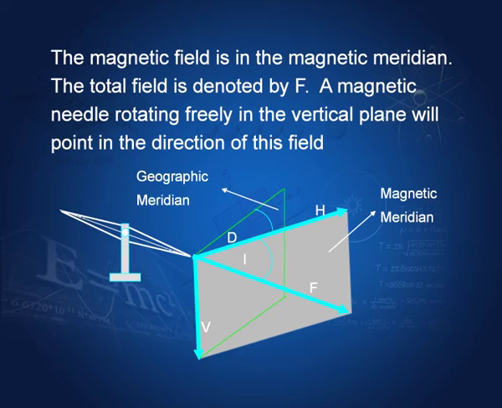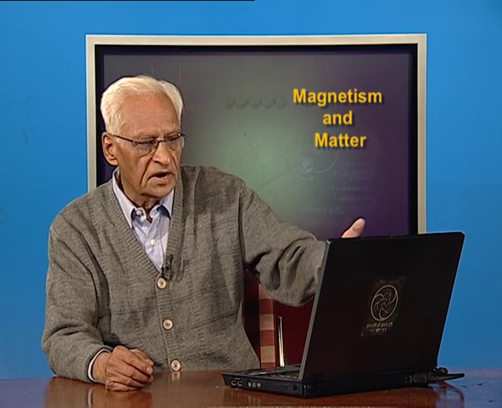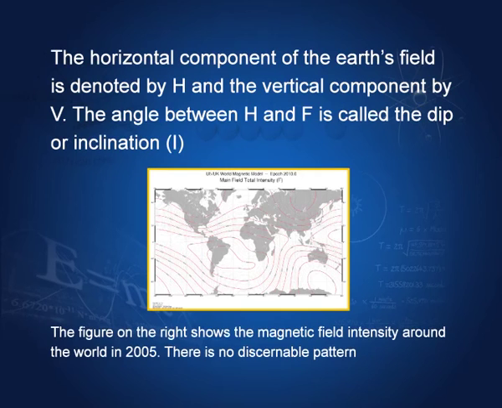The other two elements are D and H. The horizontal component of the earth's field is denoted by H and the vertical component by V. The angle between H and F is called the dip or inclination.